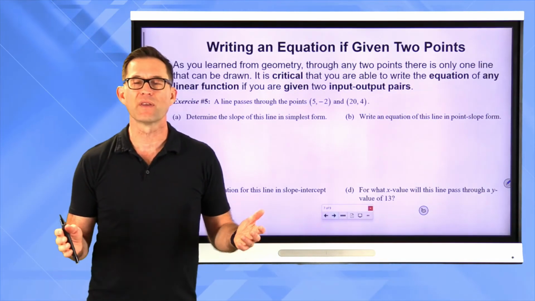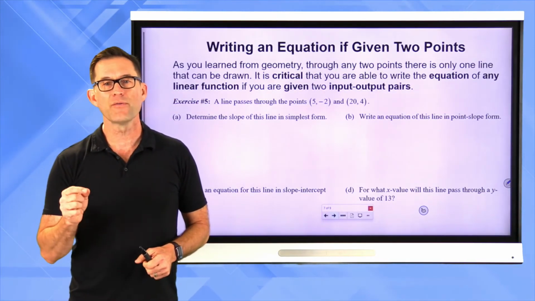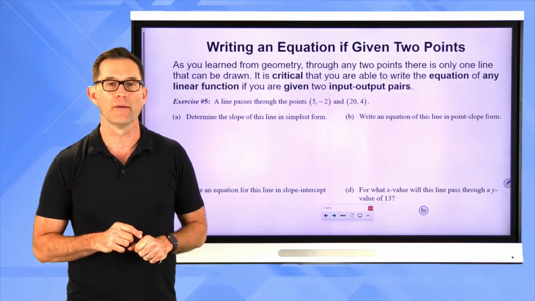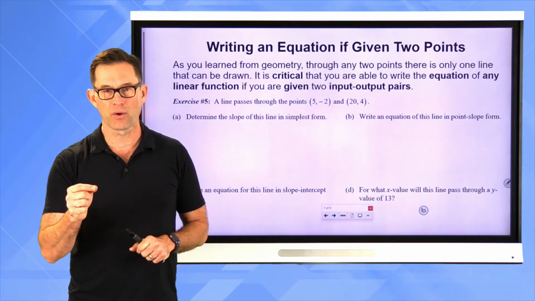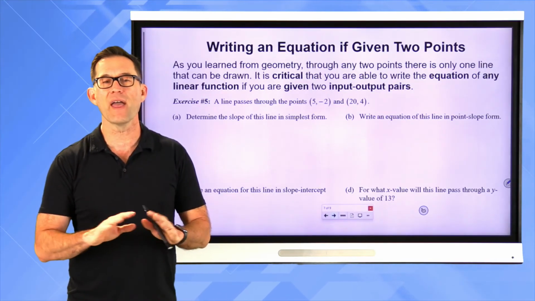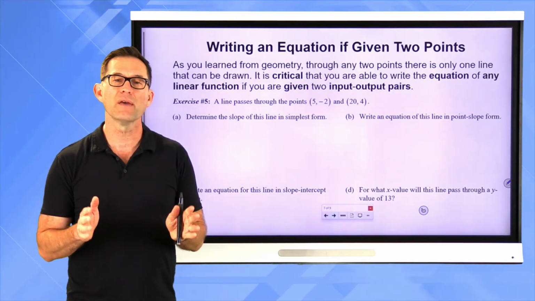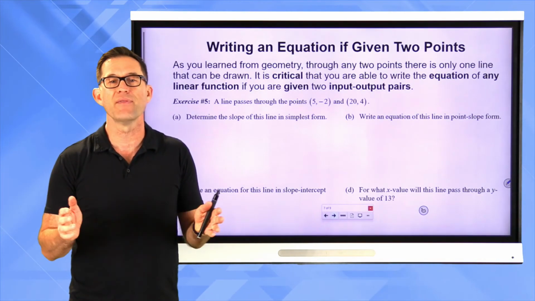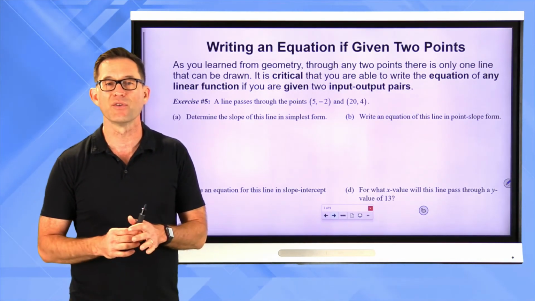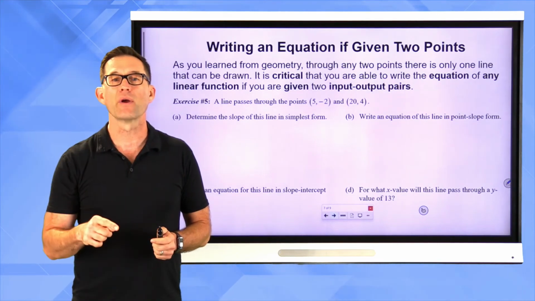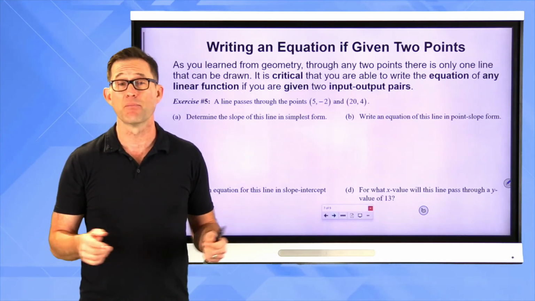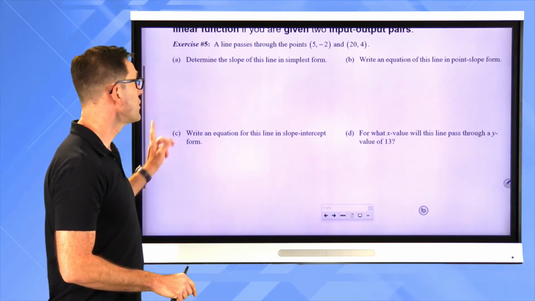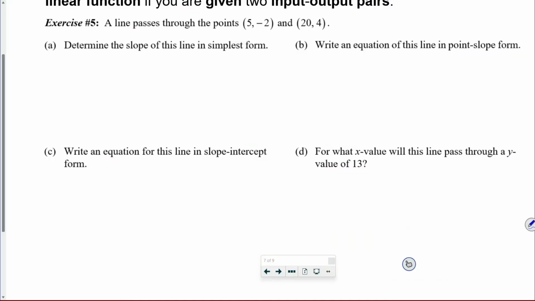Writing an equation if given 2 points. As you learned from geometry, through any 2 points, there's only one line that can be drawn. It is critical that you're able to write the equation of any linear function if you were given 2 input-output pairs, right? The only way that this won't be a linear function is if the 2 input-output pairs create a vertical line, but that should be pretty obvious, and that's not what we're concentrating on right now. So let's take a look at exercise number 5.